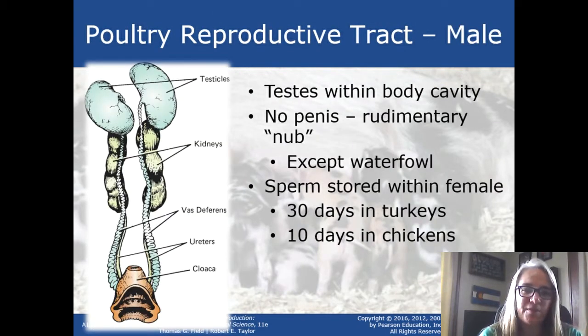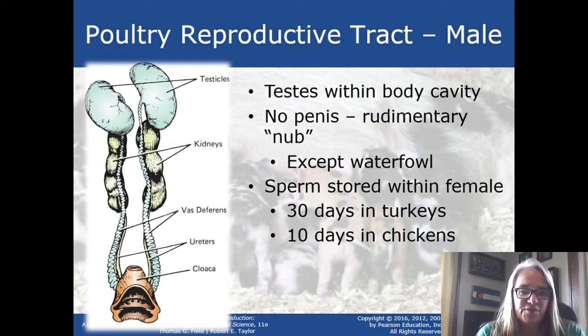Here's the poultry reproductive tract for a male or a rooster. The testes are within the body cavity. That's one major difference from the animals we've studied. And the penis is very different. It's more of a rudimentary nub. So that reproductive process looks a little bit different. It is different for waterfowl, and we see quite a bit of variation between species of birds.